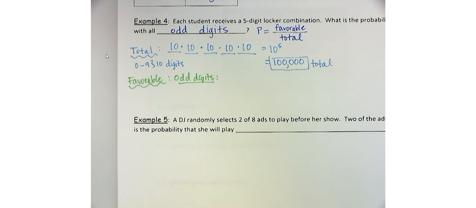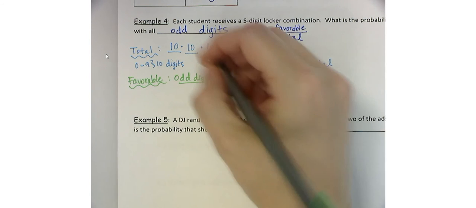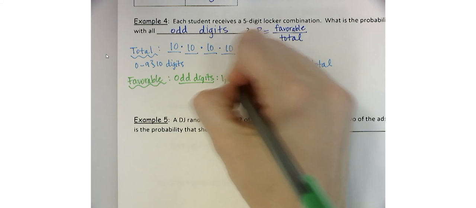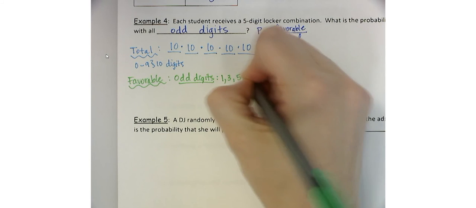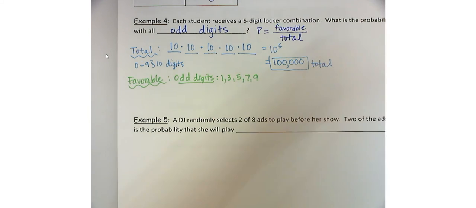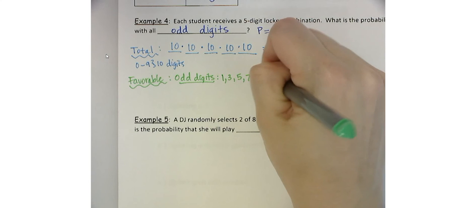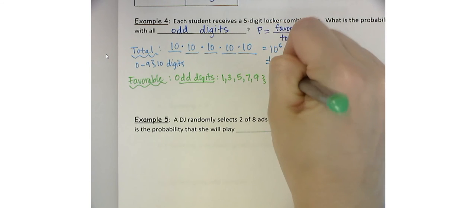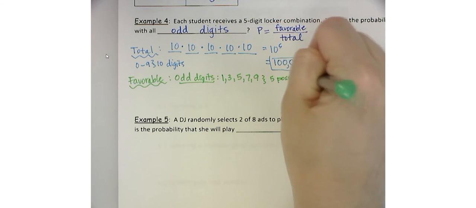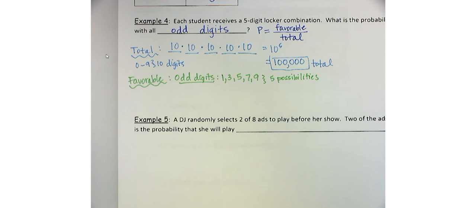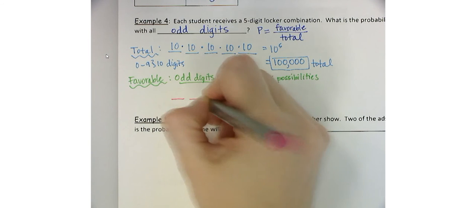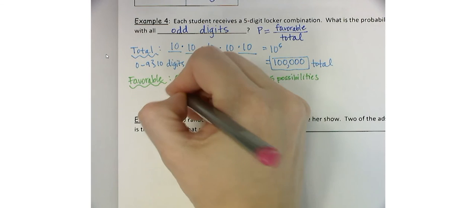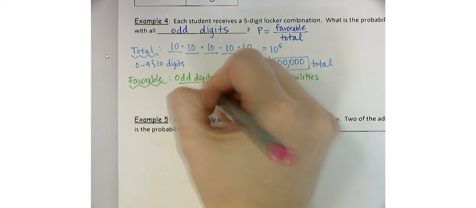And then again, it's a 5-digit code. So you're going to have 5 each time, which is just going to be 5 to the 5th. And we can use our calculator for that. I just thought it would be cool for you guys to realize the 0 thing, if you didn't already know it. Okay, and then you get 3,125. So those are your favorable.